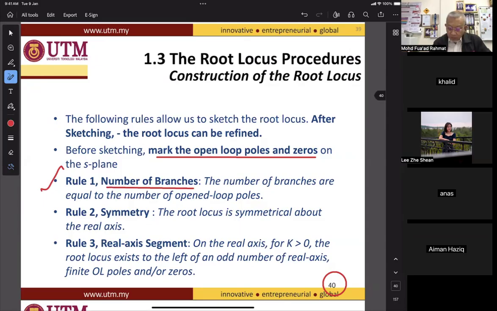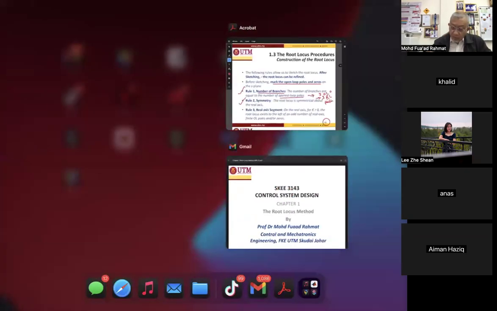The number of branches is equal to the number of open loop poles. So if we have 3 open loop poles, therefore the root locus has 3 paths. Rule number 2 is symmetry. The root locus is symmetrical about the real axis, as I showed you in the previous example.